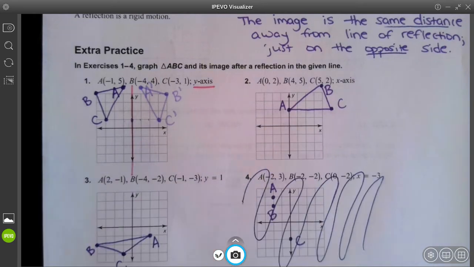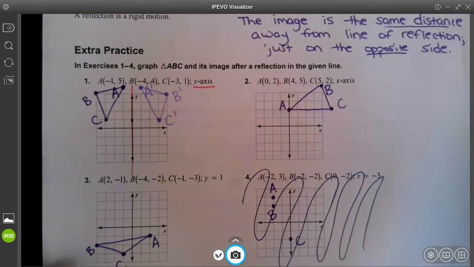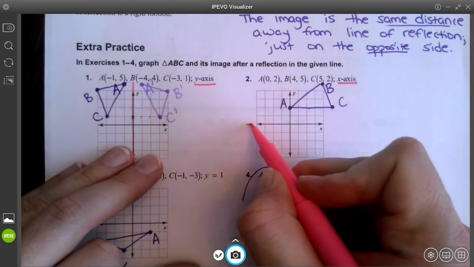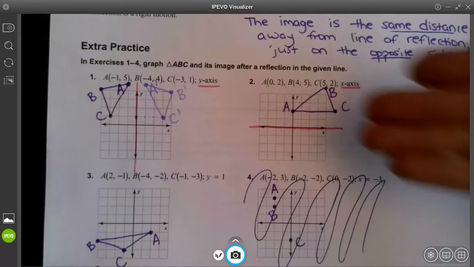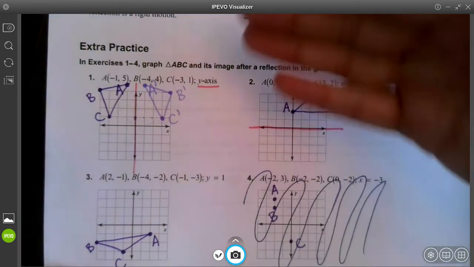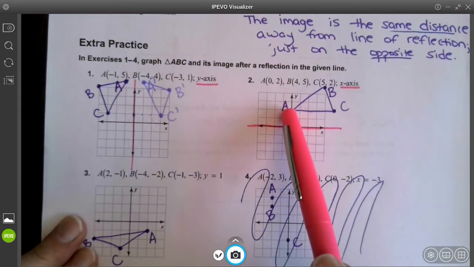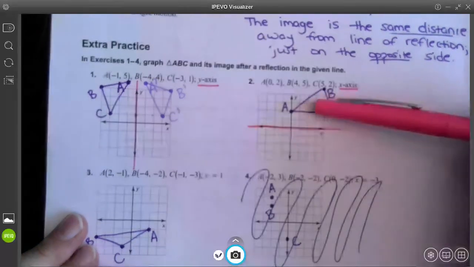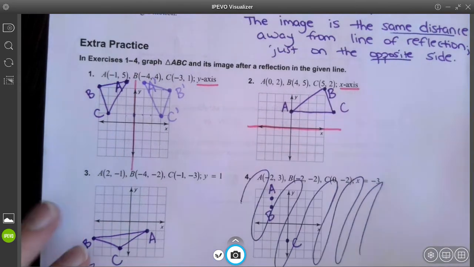In number 2, we're going to reflect triangle ABC across the x-axis this time. So here's my line of reflection. This is my x-axis. This time it's going to be flipping this way. And so I'm not going to move left or right at all, but this triangle will be the same distance away from the x-axis, just on this side.